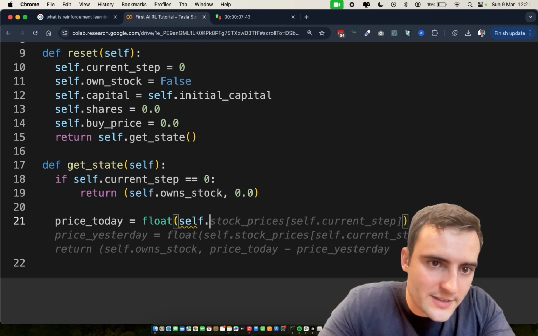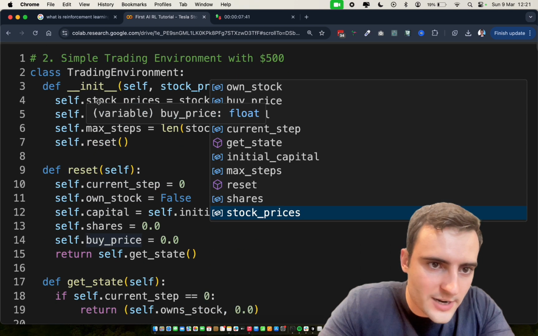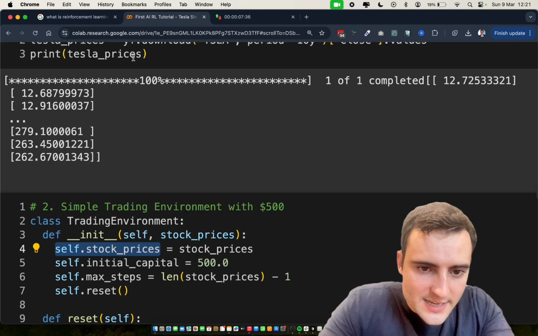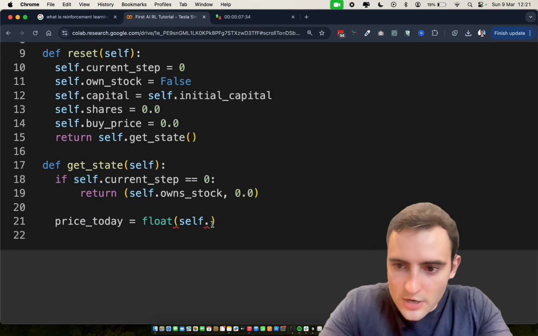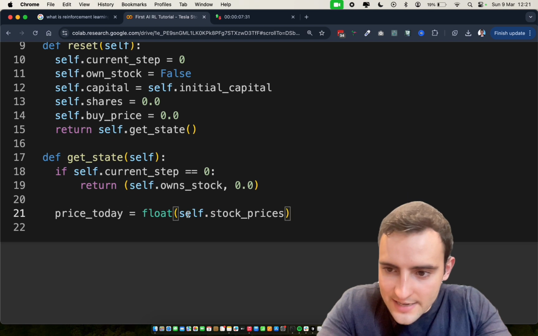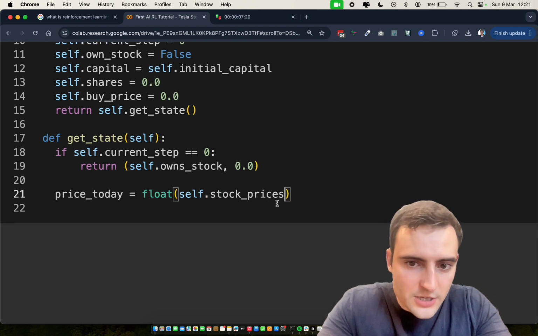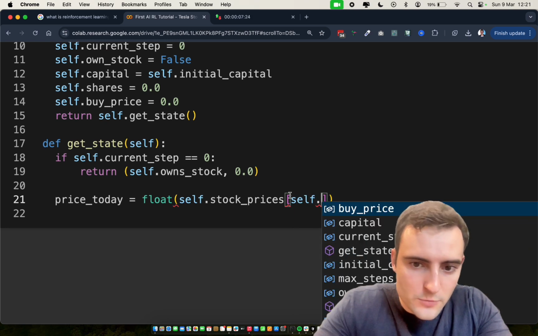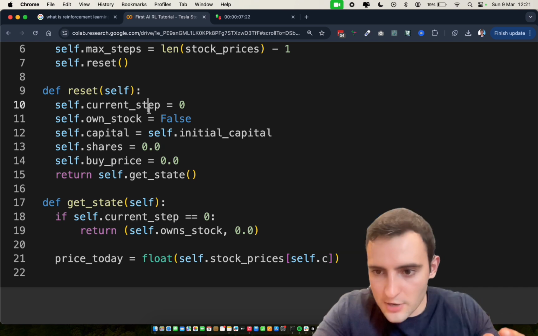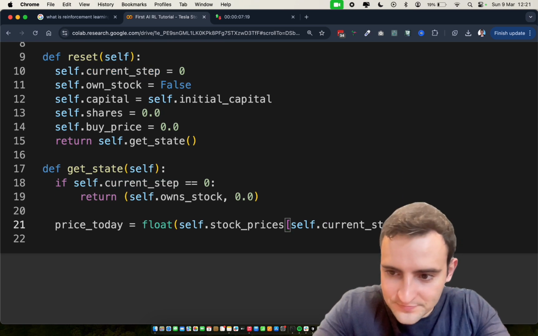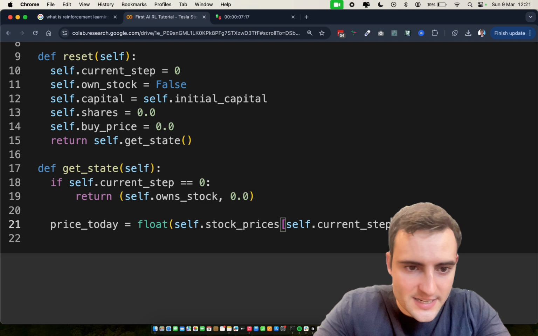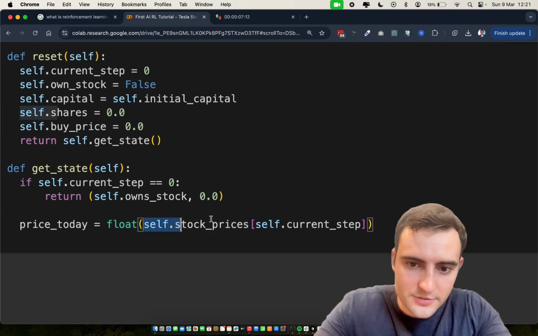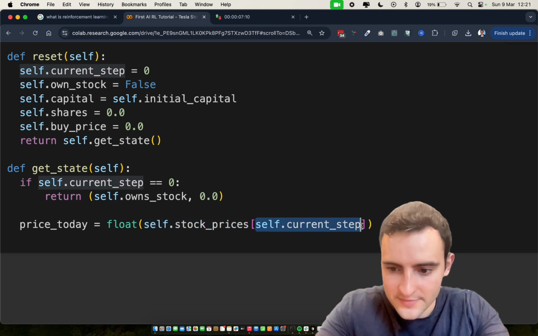So here we had defined all of the stock prices, right? And this is going to come from here, the Tesla data. And we're going to say the price today is the stock prices. And we're going to then grab the current step. So the current step is what day we're at. So self.current_step, which we grab here. Right now it's at 0, but you can imagine how this progresses. And that is basically the price today. It is the decimal version of the price given the current step or the current day.